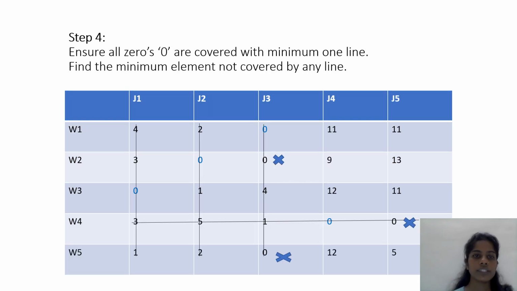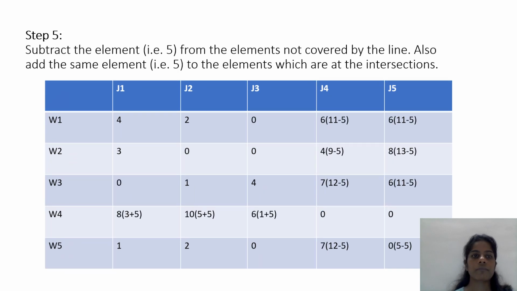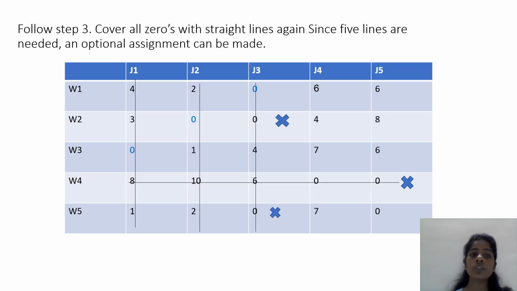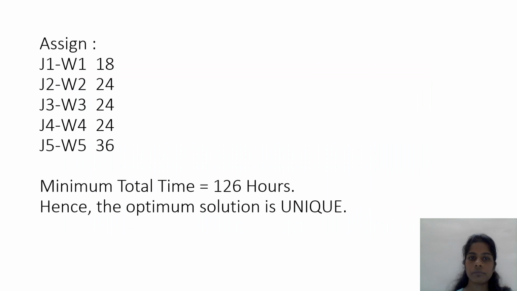Step 4. Ensure all zeros are covered with a minimum number of lines. Find the minimum element not covered by any line. Step 5. Subtract the element, that is 5, from the elements not covered by the line. Also add the same element, that is 5, to the elements which are at the intersection. Follow step 3. Cover all zeros with straight lines. Again, since 5 lines are needed, an optimal assignment can be made.